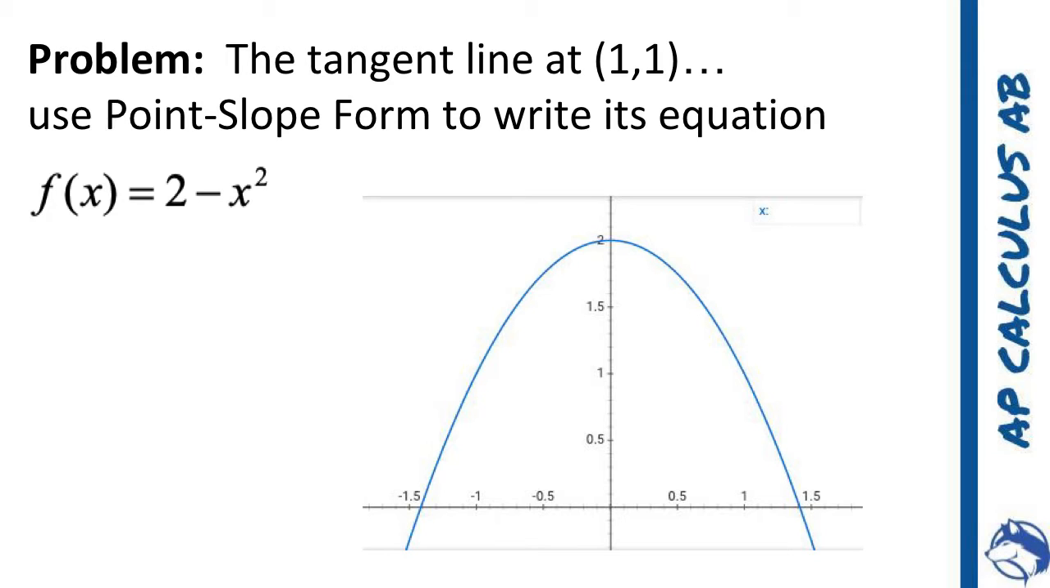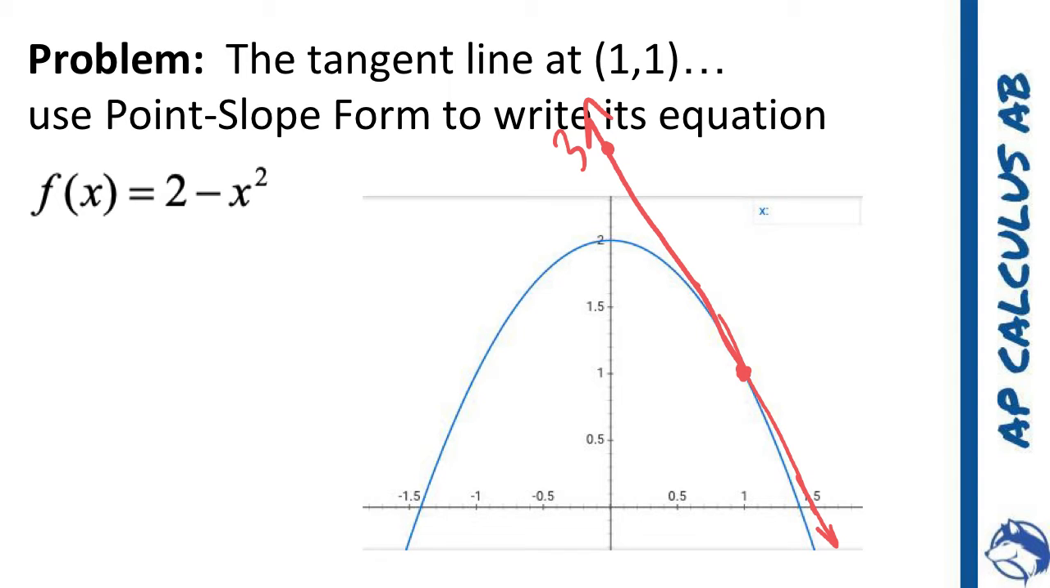Alright, so we're asked to find the tangent line at (1, 1), and then we're going to write an equation of it. So I'm going to mark (1, 1) right about there, and then I'm going to try and draw a tangent line here. The tangent line looks like it goes kind of up like this. So it looks like it's going to go through that 1.5, and it's going to go all the way up here, and it looks like it's going through 3.